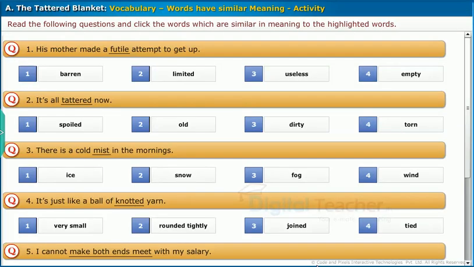Read the following questions and click the words which are similar in meaning to the highlighted words.